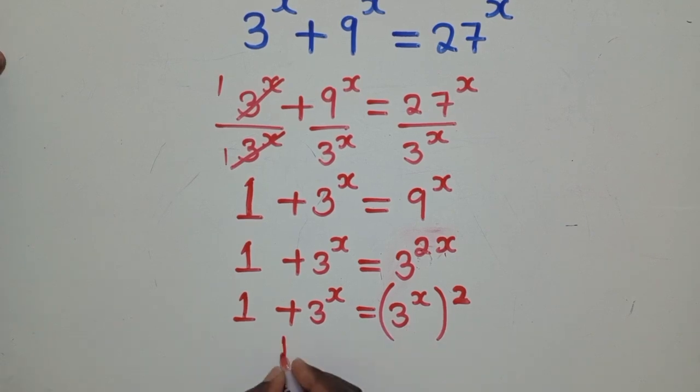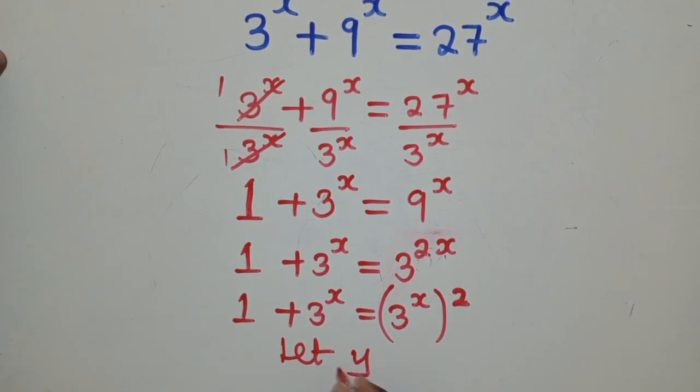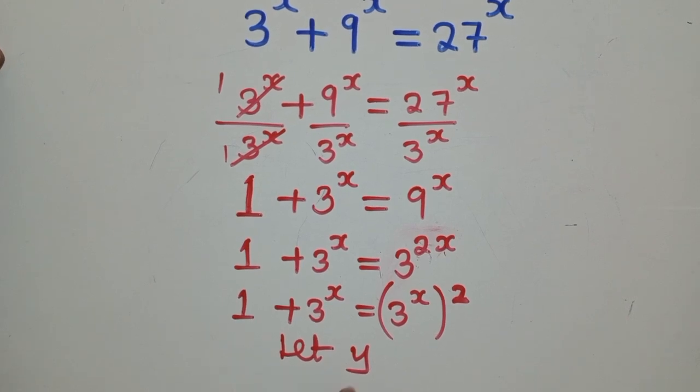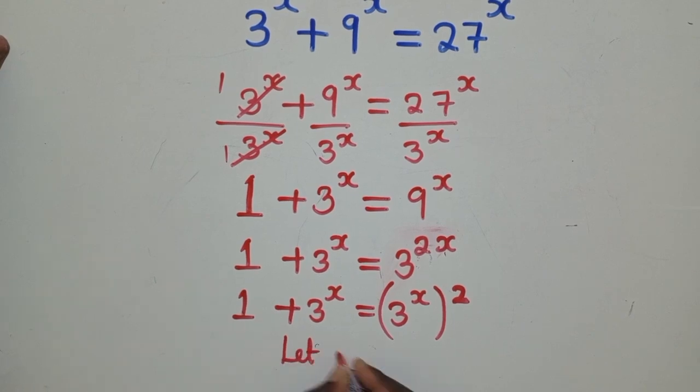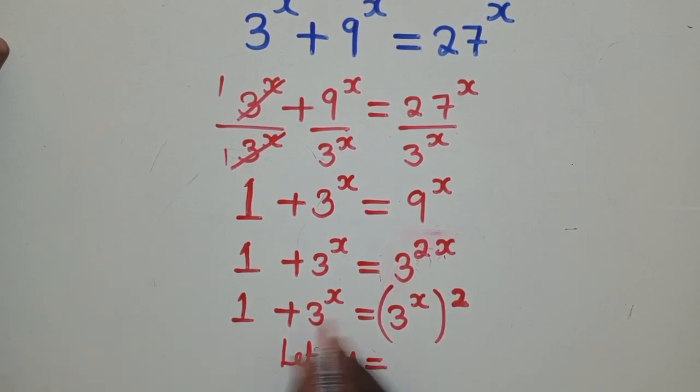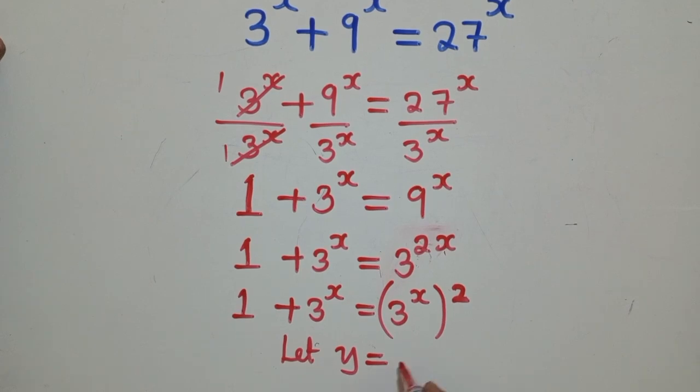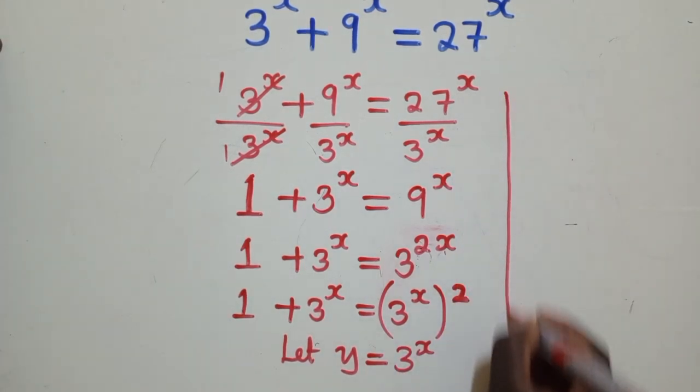So now we can say let y. I know most of you ask me where this y is coming from. No, whichever letter that you feel like using. If you want, you can say let p, or if you want, you can say let m. So in my case, I'll say let y be equal to what is similar here. That is 3 power x. So what it means here, it means I'm going to get this y and substitute it here and here. Now let me show you how it will look.